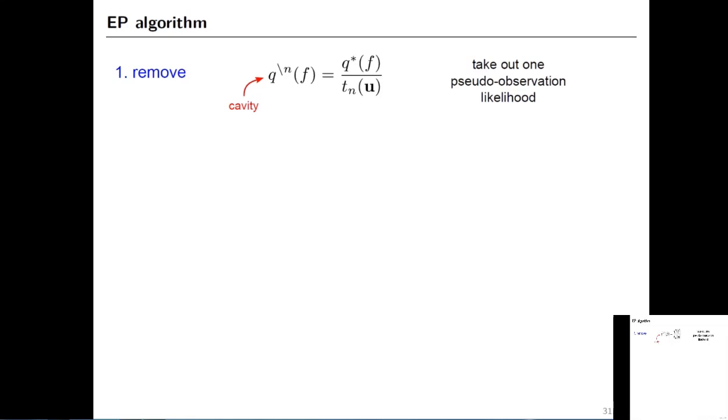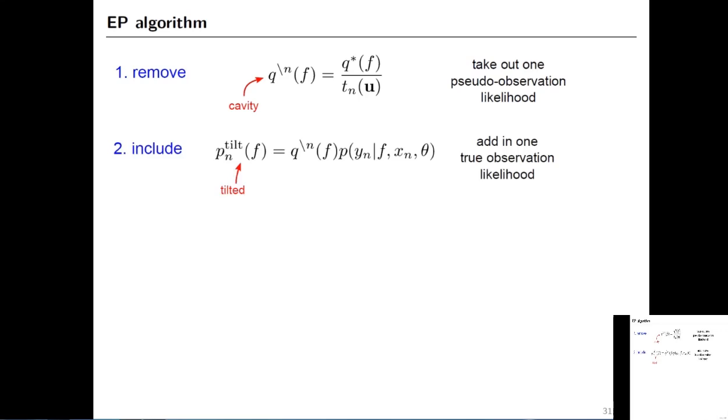So take out one of our pseudo observation likelihood terms, like removing one of our data points out of Q star. And then I'm going to add back in a real data point that would have the true likelihood function attached to it. So this might be add in a GPE classification likelihood function, for instance, or a non-Gaussian noise function.